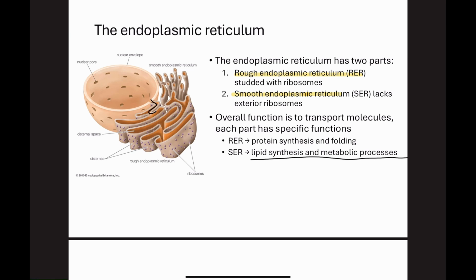It's involved in the detoxification of our cells. It's going to be involved in calcium storage and carbohydrate metabolism. But the endoplasmic reticulum as a whole, it's going to act as a transport network, which is going to direct proteins and lipids to their next destination inside of the endomembrane system.